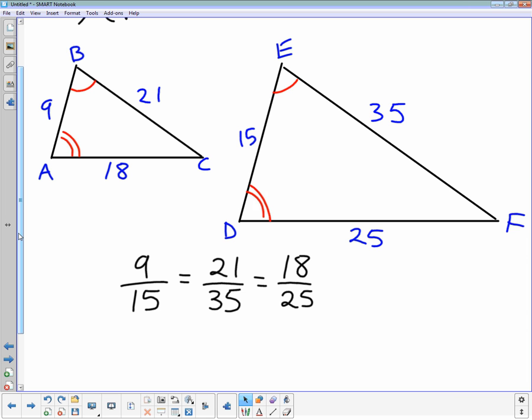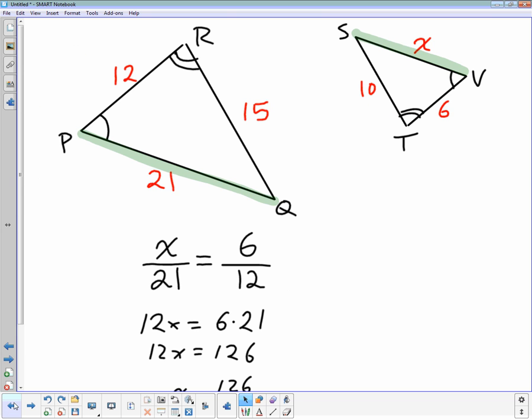Now, by the way, when you're doing these proportion statements, one way that you can tell that you're on the right track is the numerators all come from the same triangle. Look, 9, 21, 18, they all come from the same triangle. And look at the bottom one, 15, 35, 25, they all come from the same triangle. If you have them all staggered in the wrong way, then you know you're going to make a mistake. And it's true for the other ones.